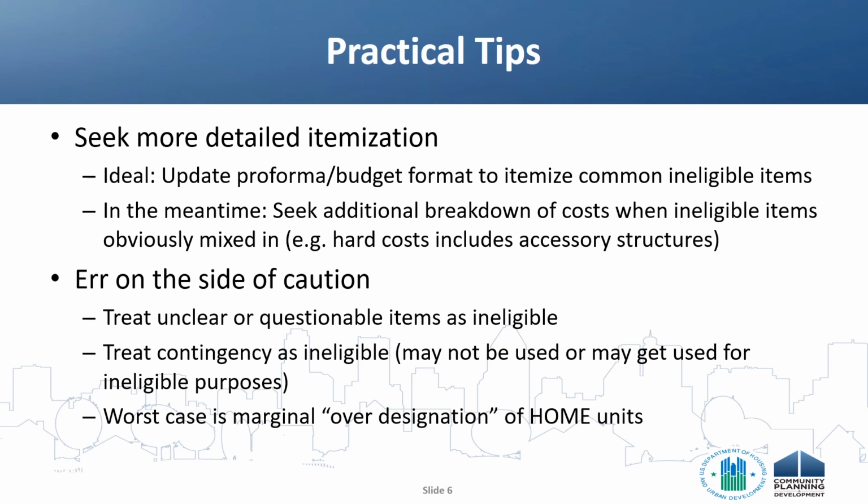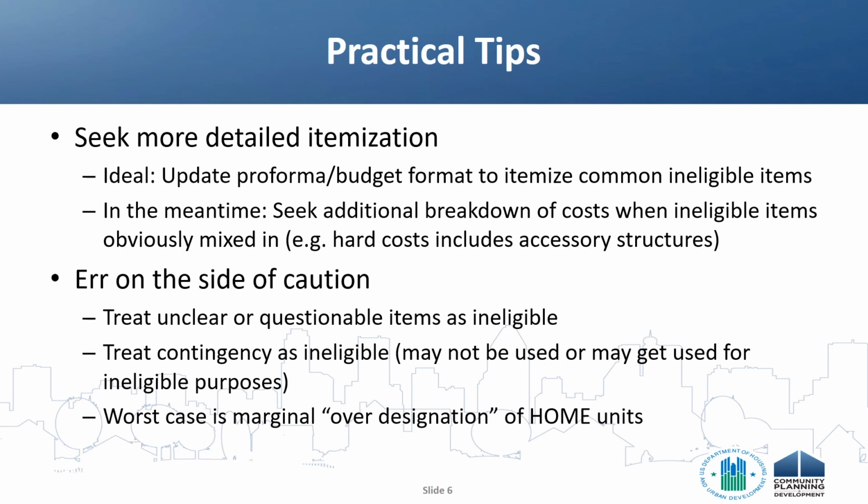When you follow this advice, the worst thing that happens is you may end up over-designating the HOME units, designating more HOME units than are minimally required. It's always permissible for a PJ to over-designate the units in a project. Cost allocation is really getting at the absolute minimum that we need to assign to HOME. So erring on the side of caution helps ensure that we get that, especially if things change during development.